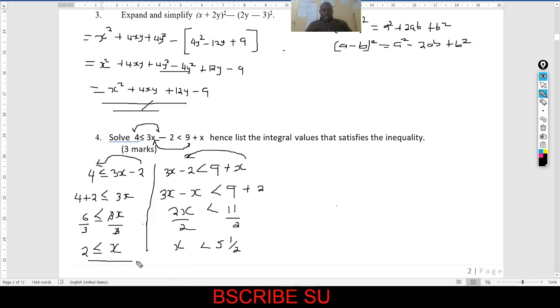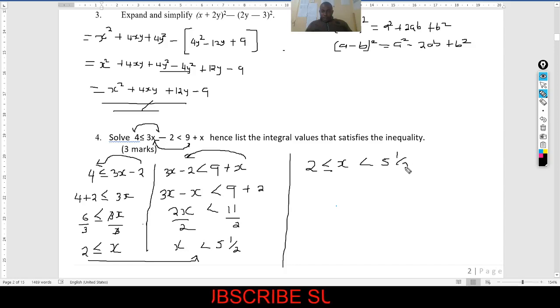So we can now combine these two. If we combine the two, we shall say 2 is less or equal to x, like it is, and this x is less than 5.5. Remember, less or equal means this 2 is inclusive. So the integral values, we use only whole numbers, we leave the fractions or the decimals. So if we use whole numbers, then this is our integral values of x.